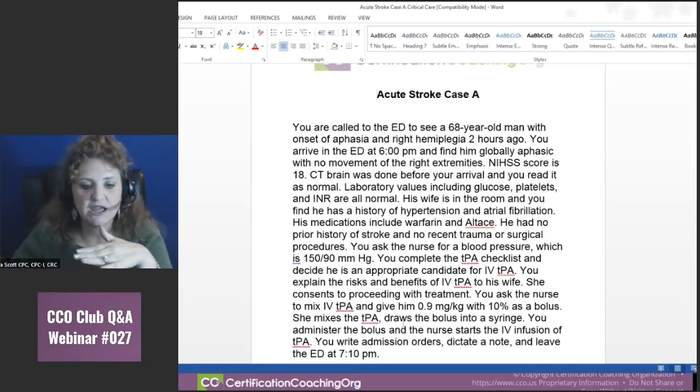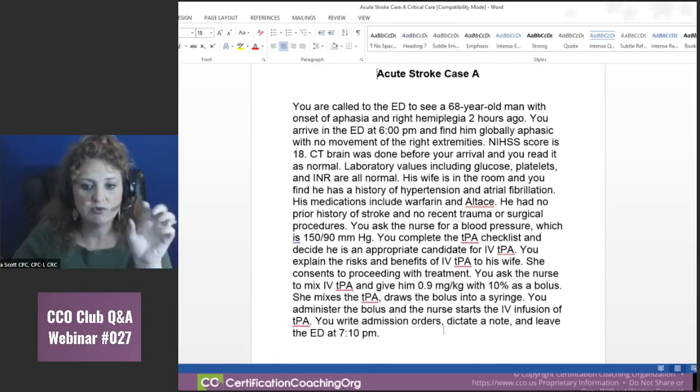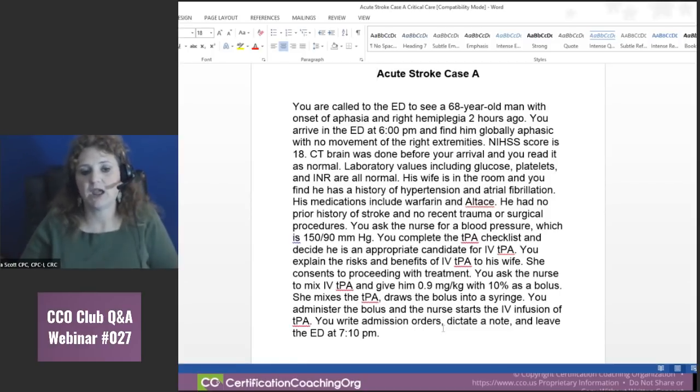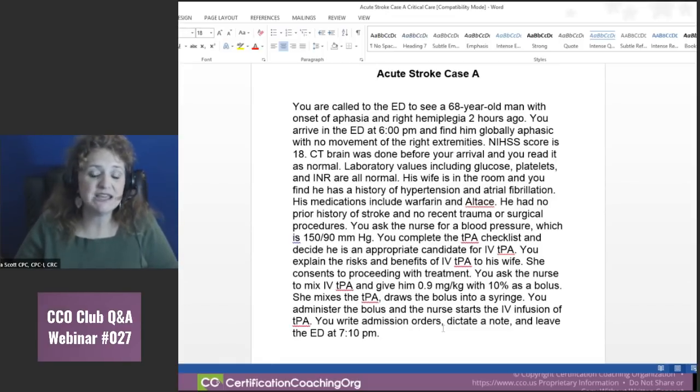She consents. Okay. You mix the information for the bolus. It's given, and you administer the bolus. So you give the medication, and they start the IV. You write admission orders, dictate a note, and leave the ED at 7:10 p.m. Okay. You saw no other patients. You were only there to see this one patient in the ER, and you got there at 6. The whole time that you were with that patient from 6 to 7:10 is the hour and 10 minutes.